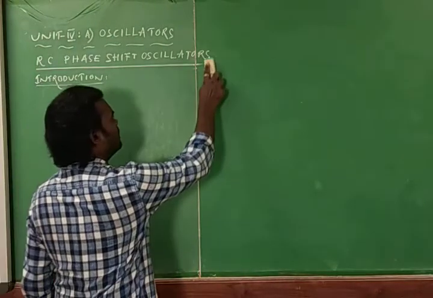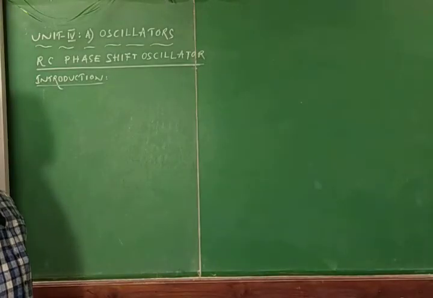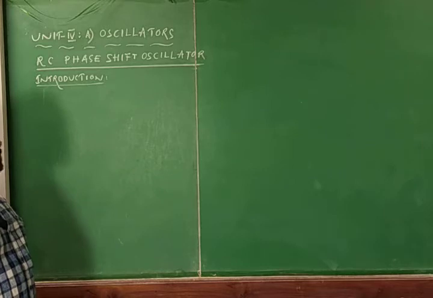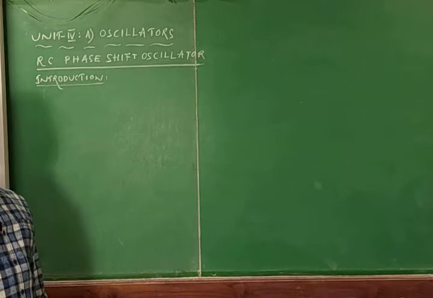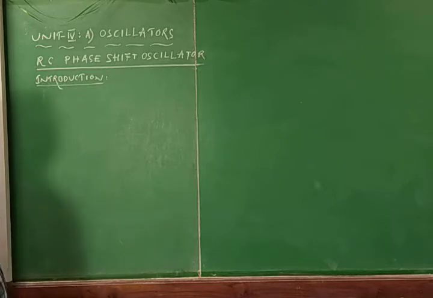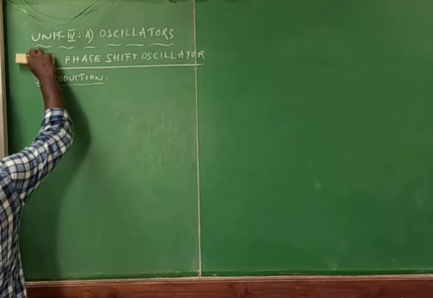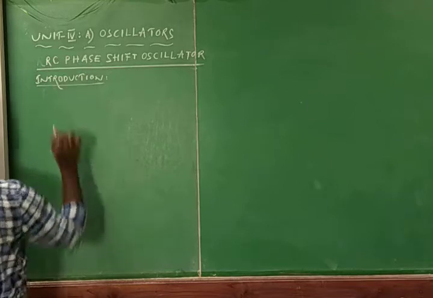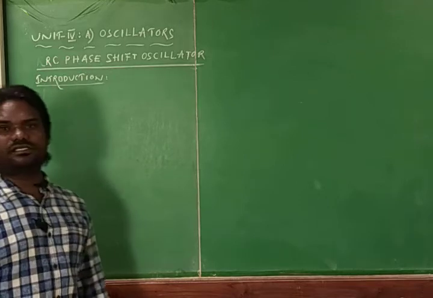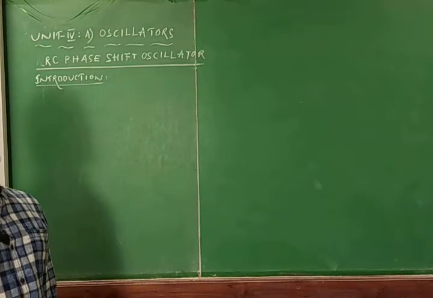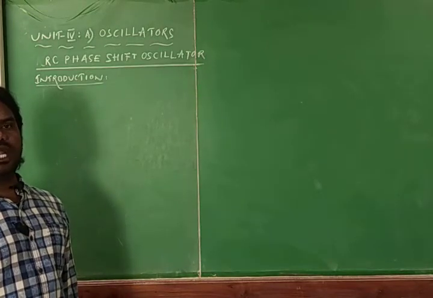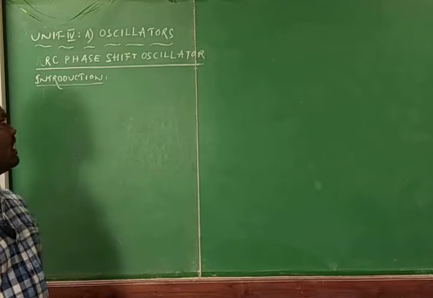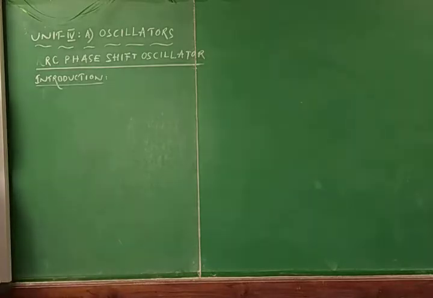So we discussed the classification of oscillators. In the oscillator chapter, we have to discuss 5 oscillators. The first one is the RC phase shift oscillator. By seeing the name, we should understand that it is an RC type of oscillator. R means resistor, C means capacitor. That means the positive feedback is designed with R and C components only. Then this is called the RC phase shift oscillator.